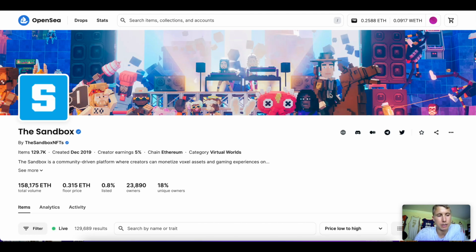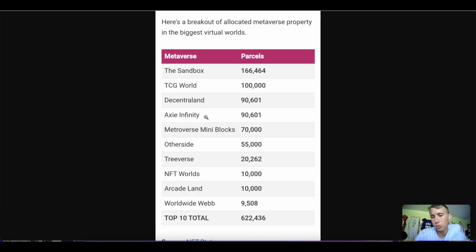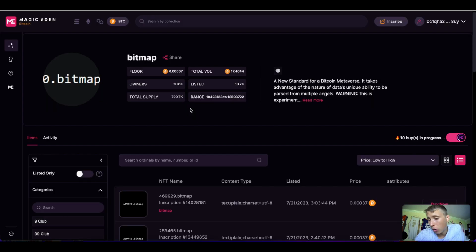This is The Sandbox. The current floor price is 0.315 ETH, that's over $600. Now, let me show you how many they have in supply. They have 166,000 parcels. On Bitmap, there's about 800K, so it's about 5 times the size. If we do 600 divided by 5, you can see on estimate, if it compares to Sandbox, around $100 and something floor price. The floor of Bitmap is currently around $11 to $12. So that's something to keep in mind with this.